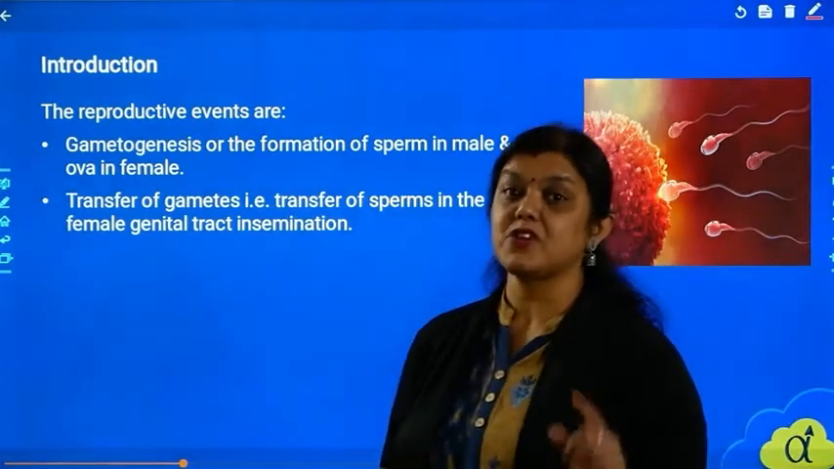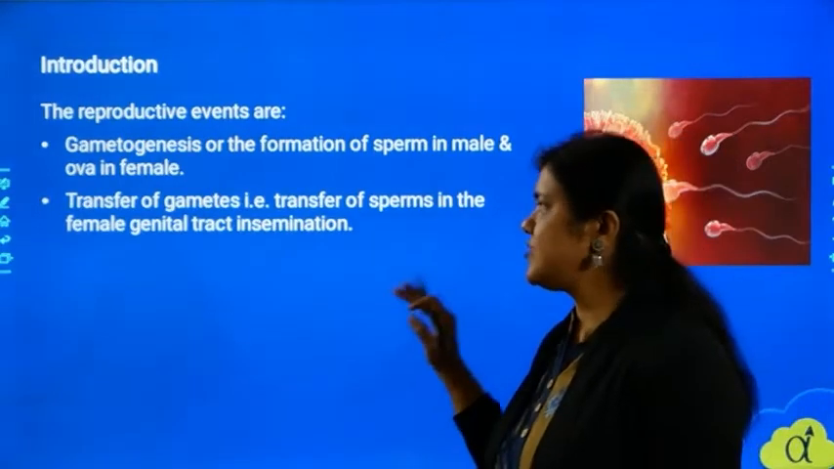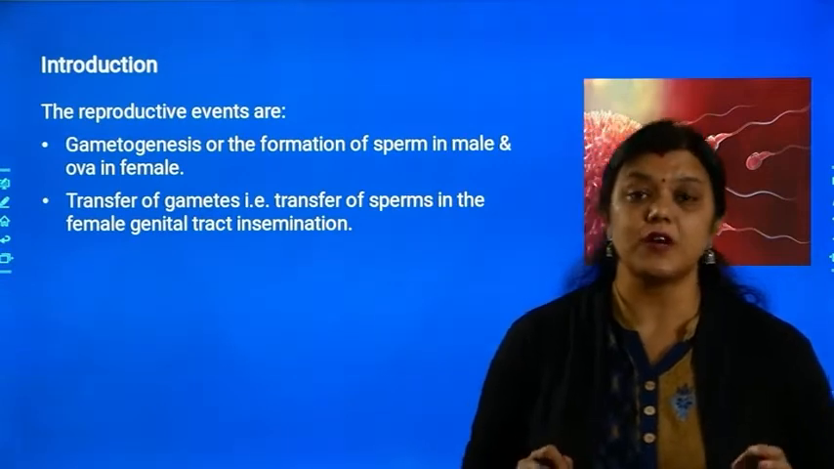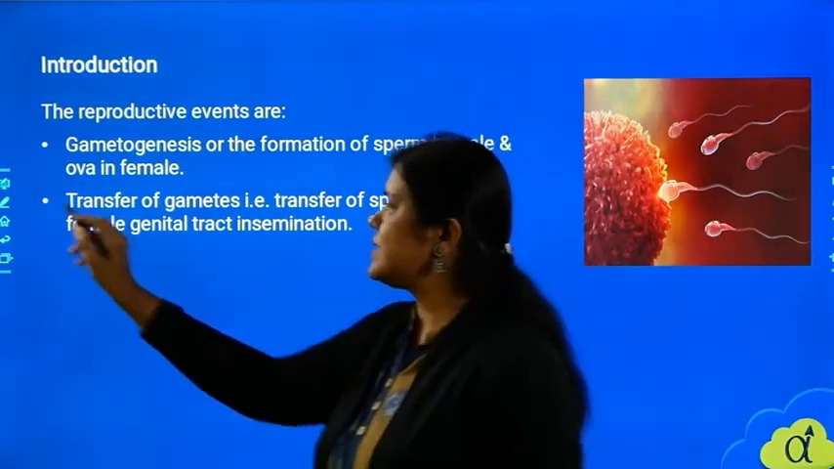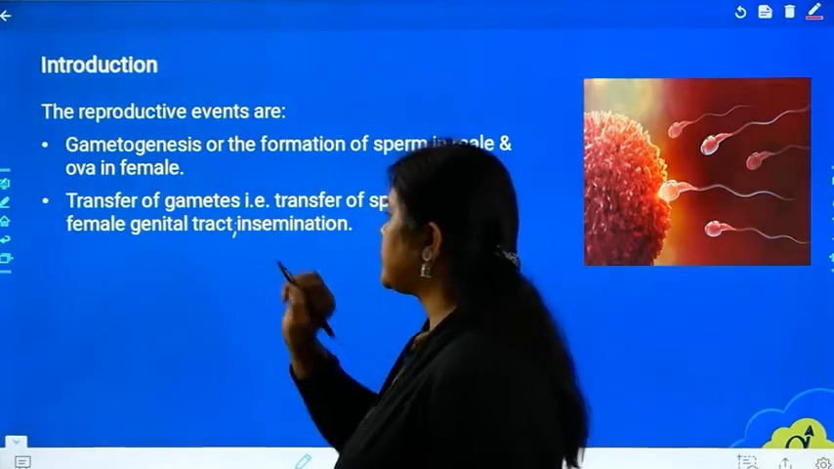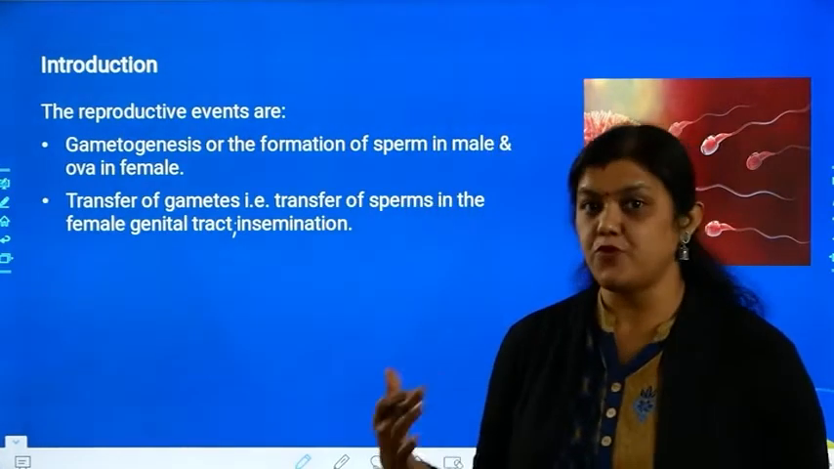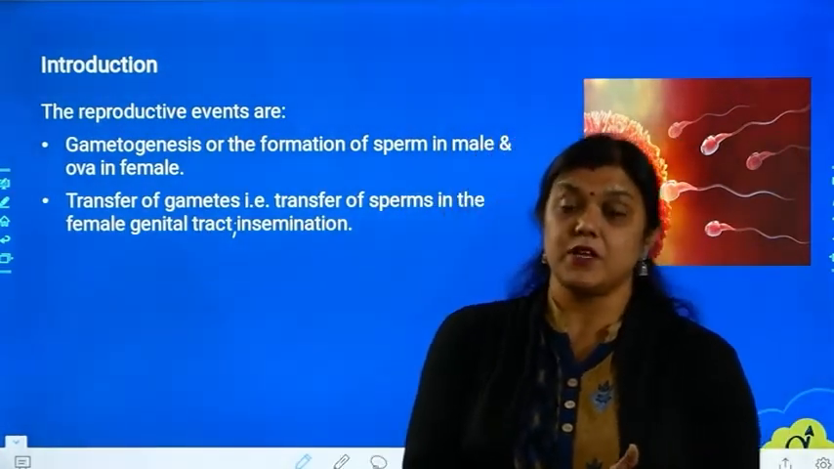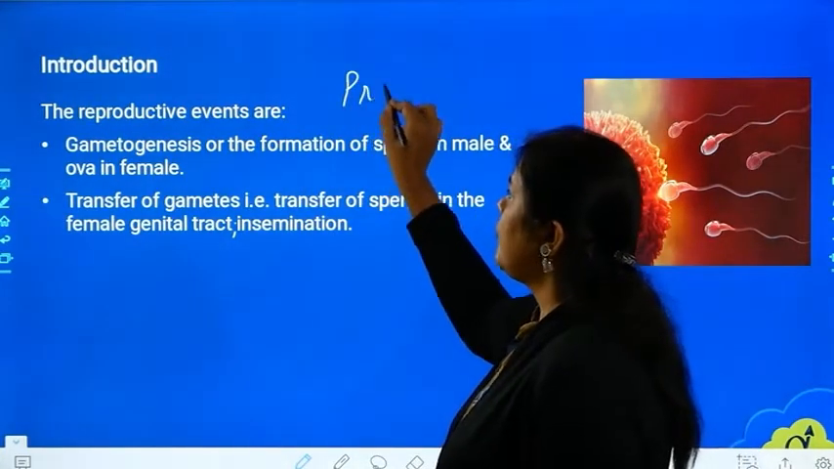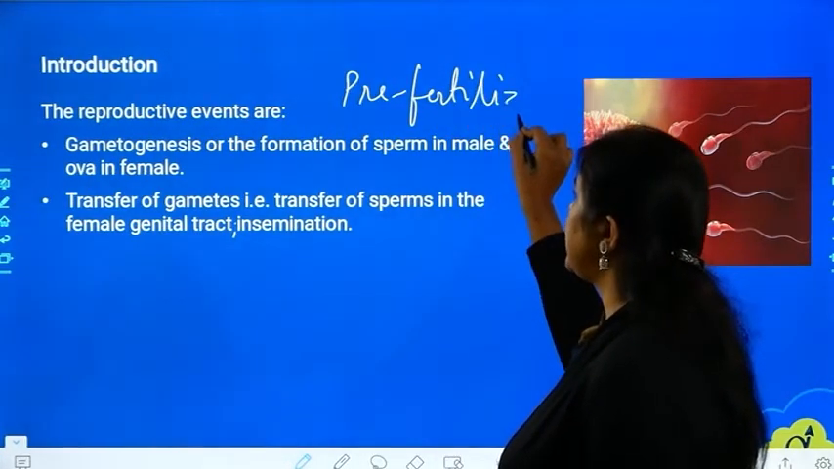The second event is transfer of gametes. How is the transfer of the gamete taking place? That is, transfer of the sperm into the female genital tract, which is also called insemination. Gamete formation comes under gametogenesis, and then comes transfer of the gamete. These two events come under the pre-fertilization events.